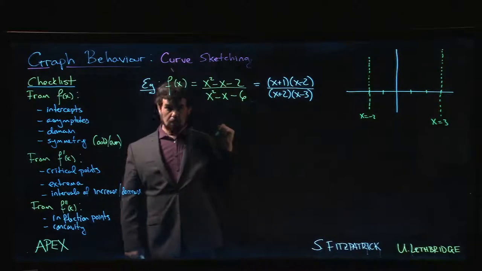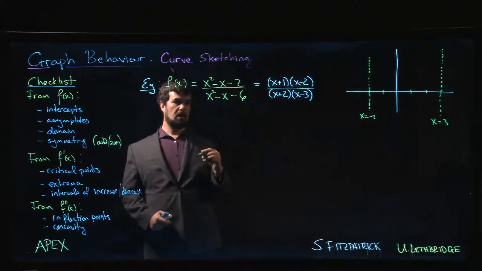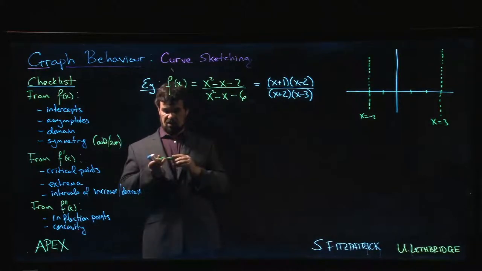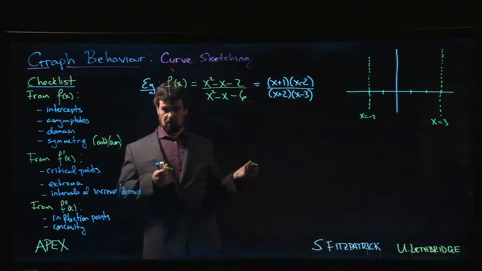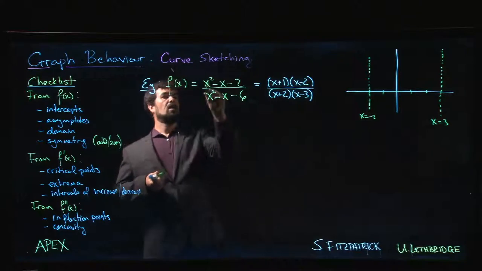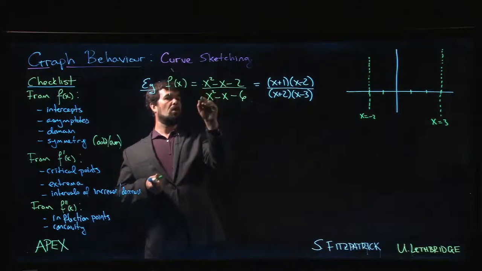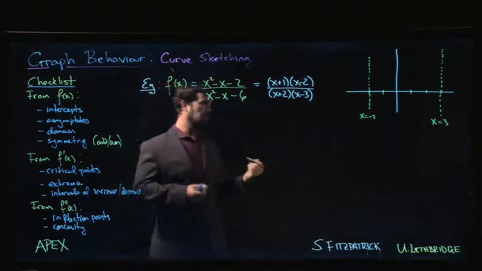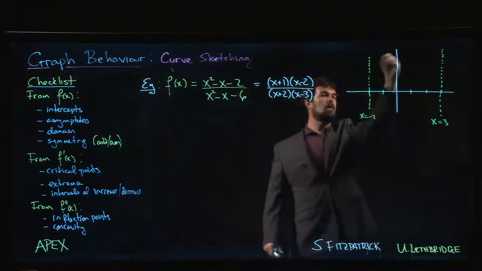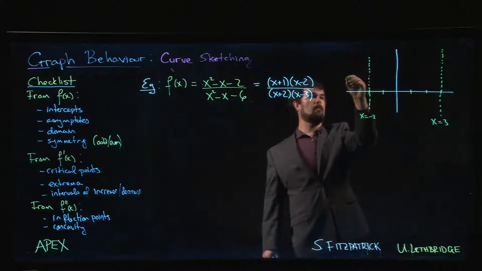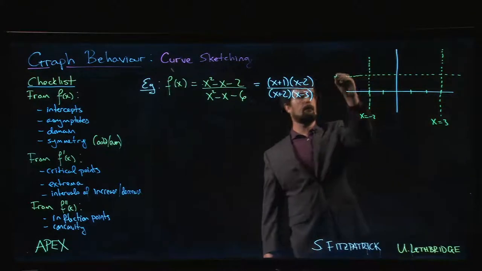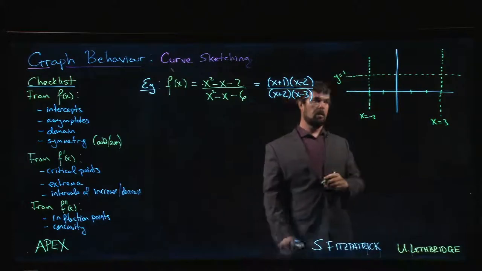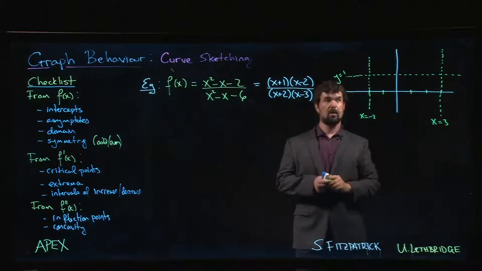Degree is the same top and bottom, right? And so we probably should say this. I've got limited board space, so maybe I'm just going to say this out loud instead of writing it down. Same degree top and bottom, so we look at the coefficients, right? 1 times x squared, 1 times x squared. 1 over 1, we know that y equals 1 is going to be a horizontal asymptote.